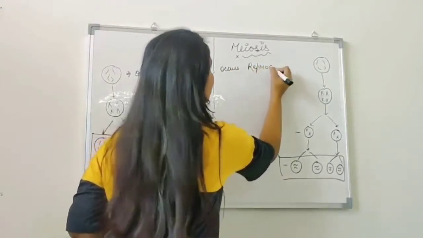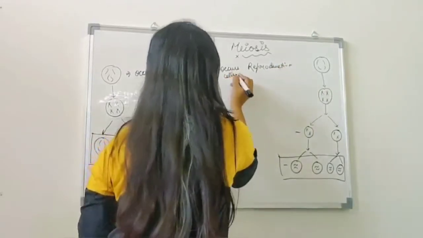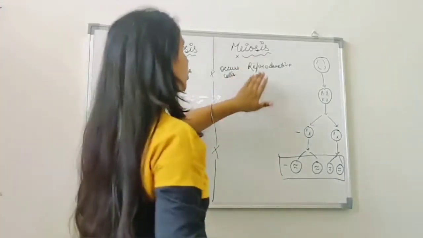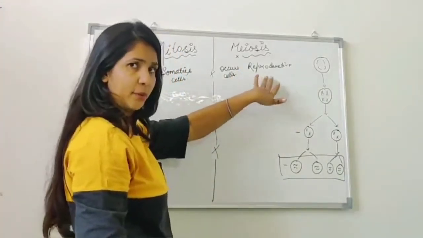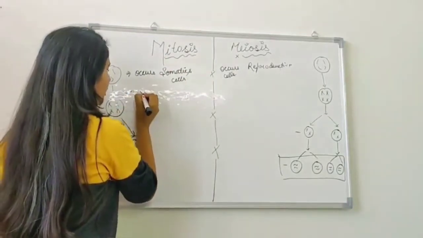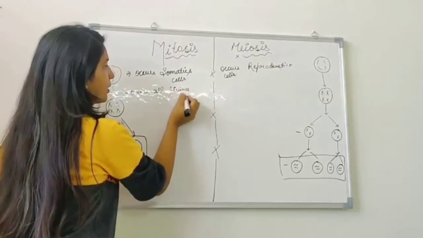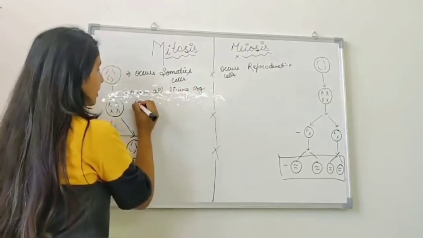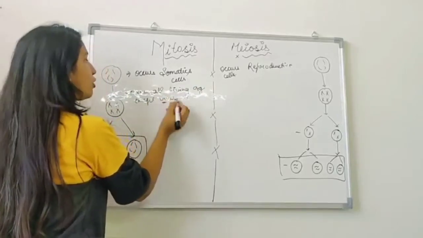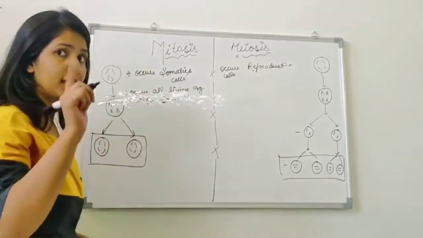The major conceptual difference between mitosis and meiosis is that mitosis happens in somatic cells and meiosis happens in reproductive cells. Mitosis occurs in all living organisms except viruses. You also have to remember this. Mitosis happens in all living organisms except viruses.